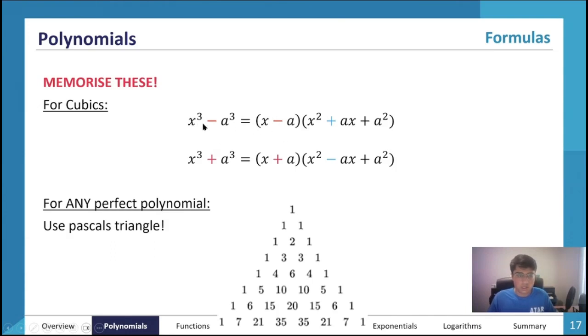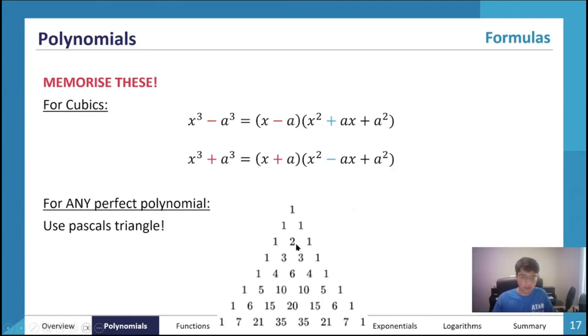You can see we've got x minus a, so the linear factor is also x minus a. And then because we put a minus here, we're going to put a plus sign in the quadratic factor here. So x squared plus ax. And that's kind of vice versa for x cubed plus a cubed. We can factorize that into x plus a and x squared minus ax plus a squared.